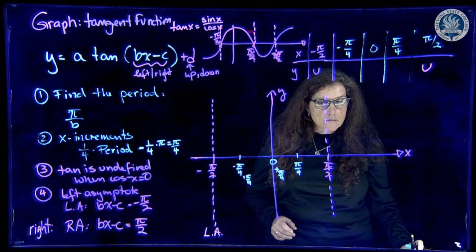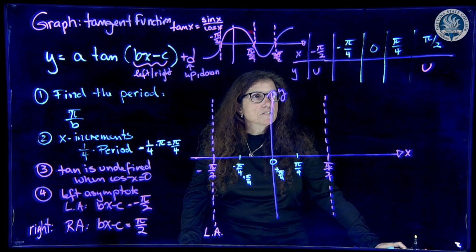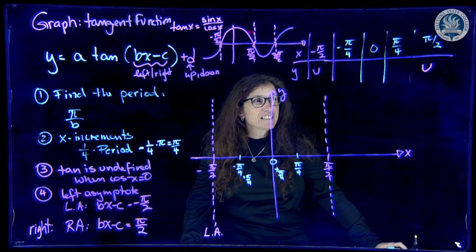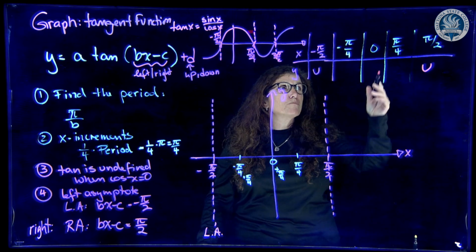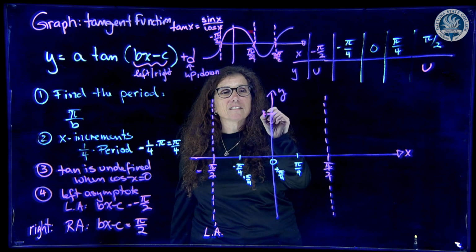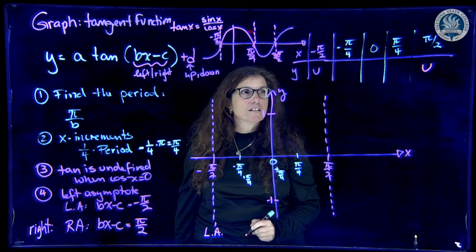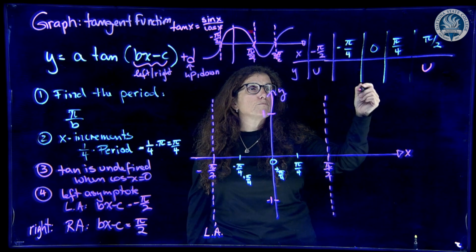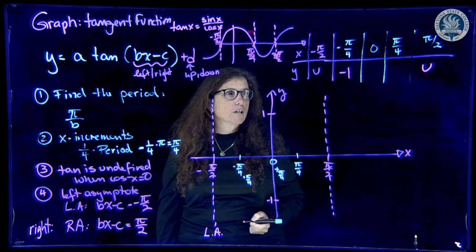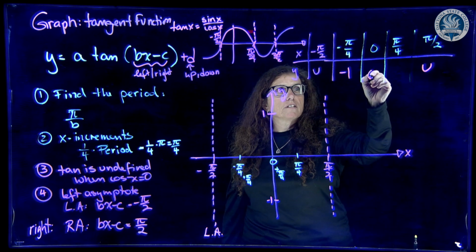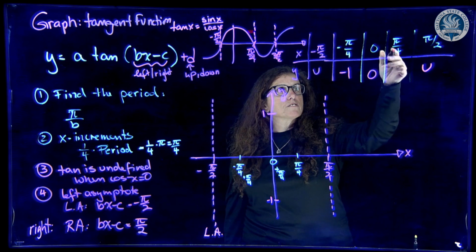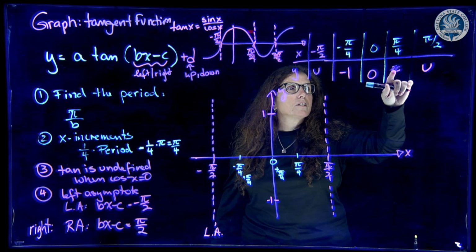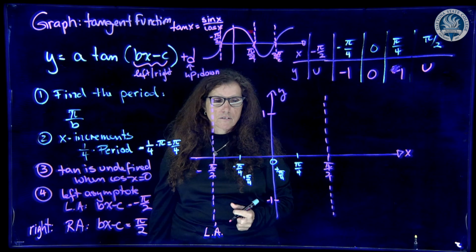Now remember, what is the degree value of pi over 4? 45 degrees, and what is the tangent of 45 degrees, of pi over 4? Conveniently, this is 1 and negative 1. So for negative pi over 4, the tangent of negative pi over 4 is negative 1, my y value. For 0, it is 0, and for positive pi over 4, it's positive 1. Here you go.